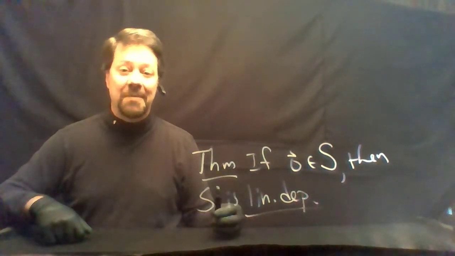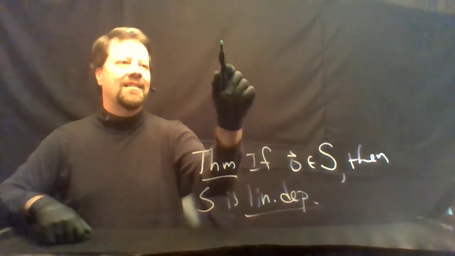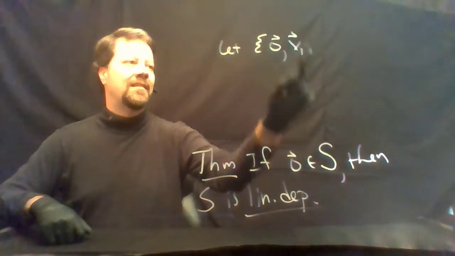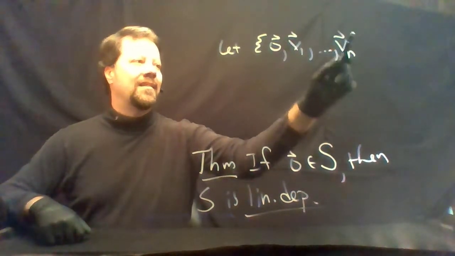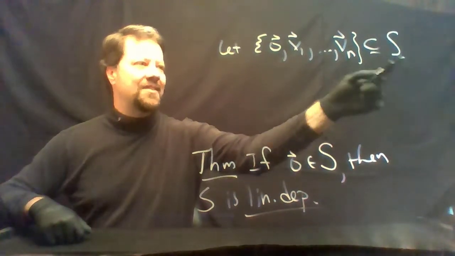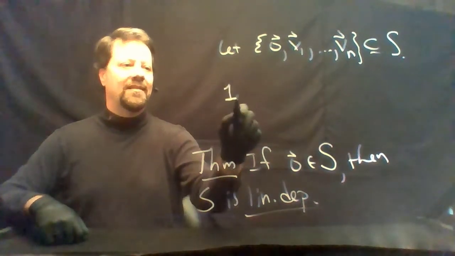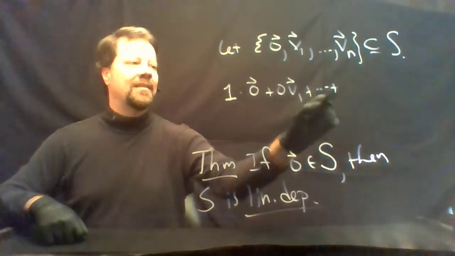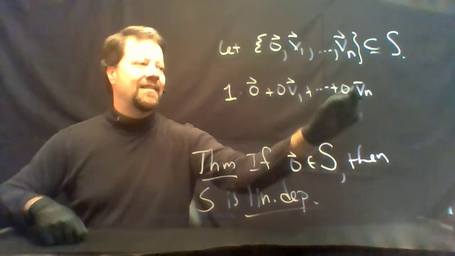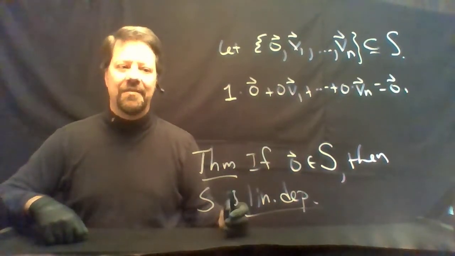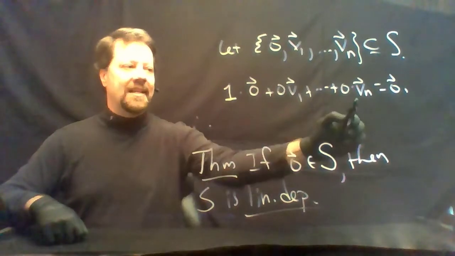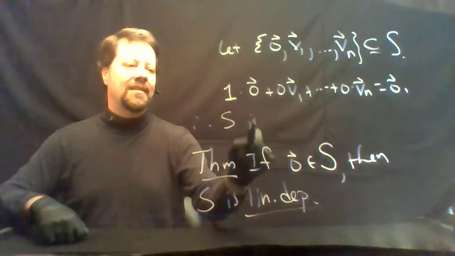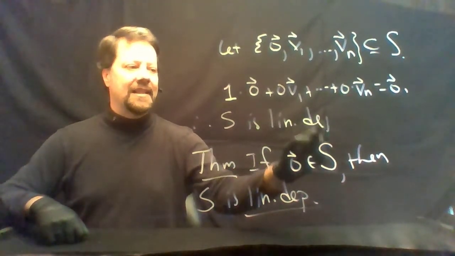The proof goes just like before. Let this be a subset of S. We can take 1 times 0 plus 0 times V1, through 0 times Vn, and that does in fact give you the zero vector. Because this is a non-trivial linear combination yielding the zero vector, we deduce that S is linearly dependent.